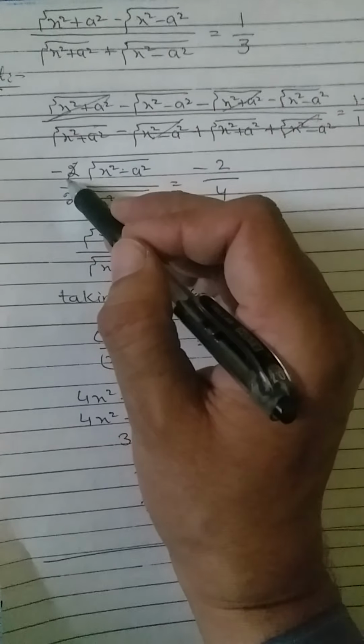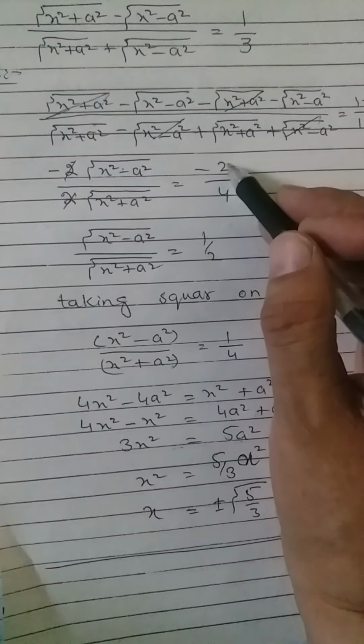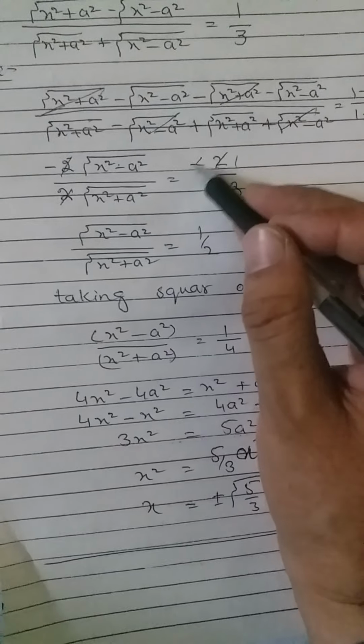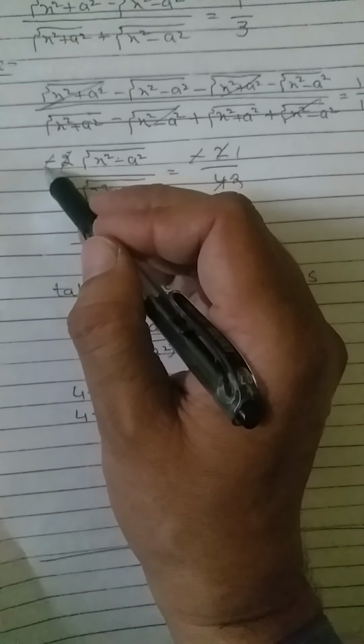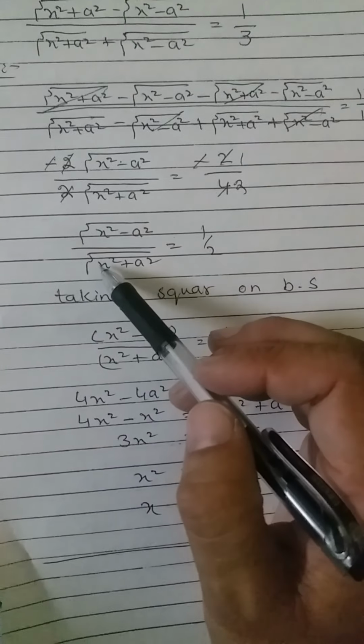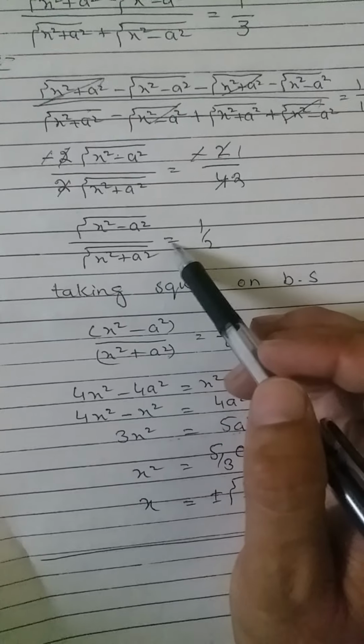So now 2 cancels with this 2 and this 2 cancels with this 2, 1s are 2, 2 2s are 4, so it results, and this minus cancels with this one, so result is under root x square minus a square divided by under root x square plus a square is equal to 1 by 2.